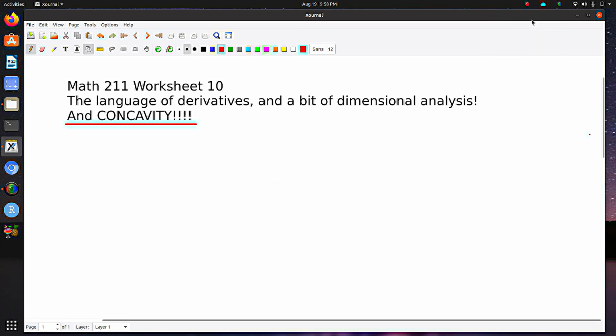Now concavity. And I love this because concavity is pretty cool. Concavity is telling you whether, let me just draw a quick little picture. Y equals x squared is the picture I want you to have in your head for positive concavity, otherwise known as concave up.